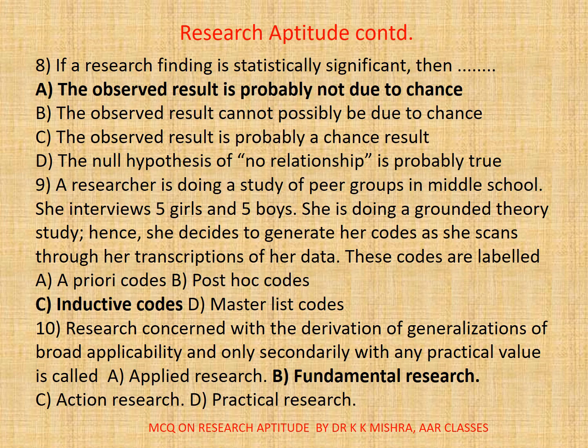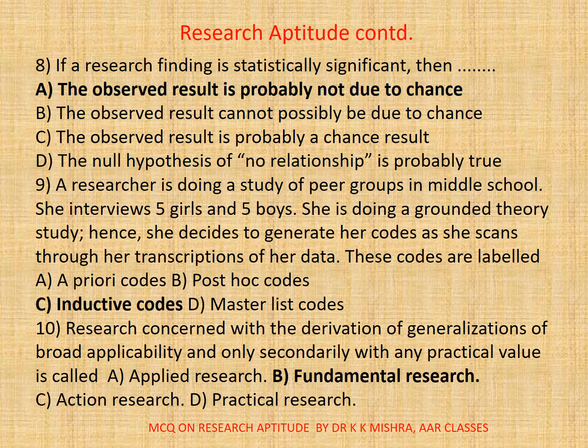8. If a research finding is statistically significant, then A. The observed result is probably not due to chance, B. The observed result cannot possibly be due to chance, C. The observed result is probably a chance result, D. The null hypothesis of no relationship is probably true. The correct option is A. The observed result is probably not due to chance.